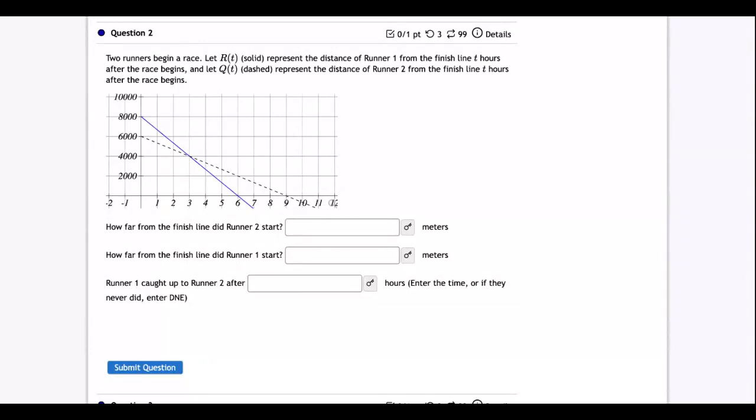Right? It's asking the same point. Do you see that? Because runner 1, the solid, started at 8,000. Runner 2 started at 6,000. But at this point, when t equals 3, Q of t equals R of t equals 4,000, right? So runner 1 caught up with runner 2, because this is where these two lines meet. They have the same x value, they have the same y value. Does this help?